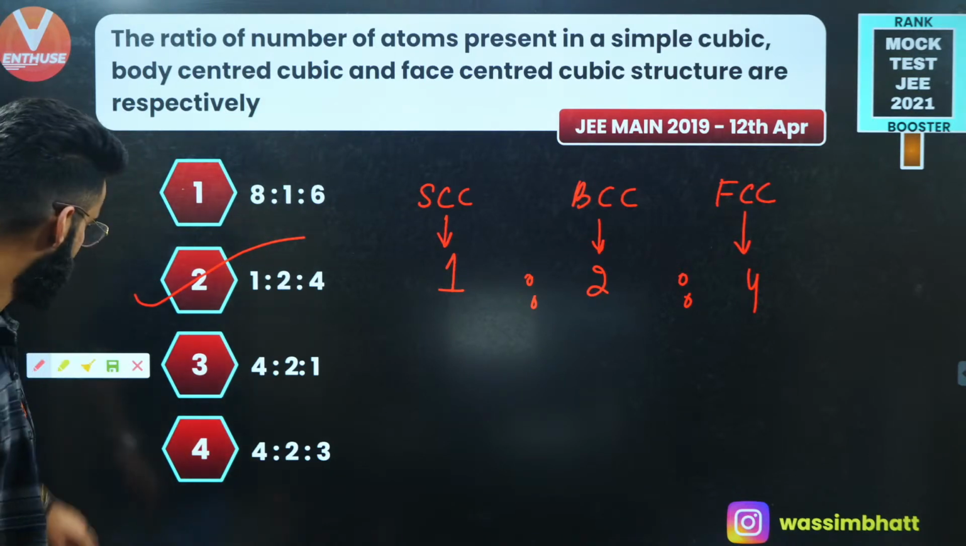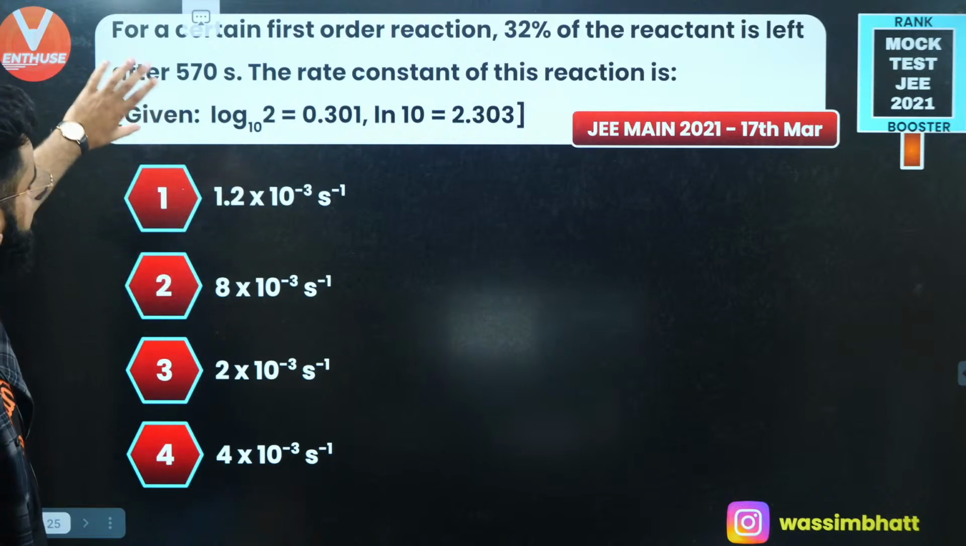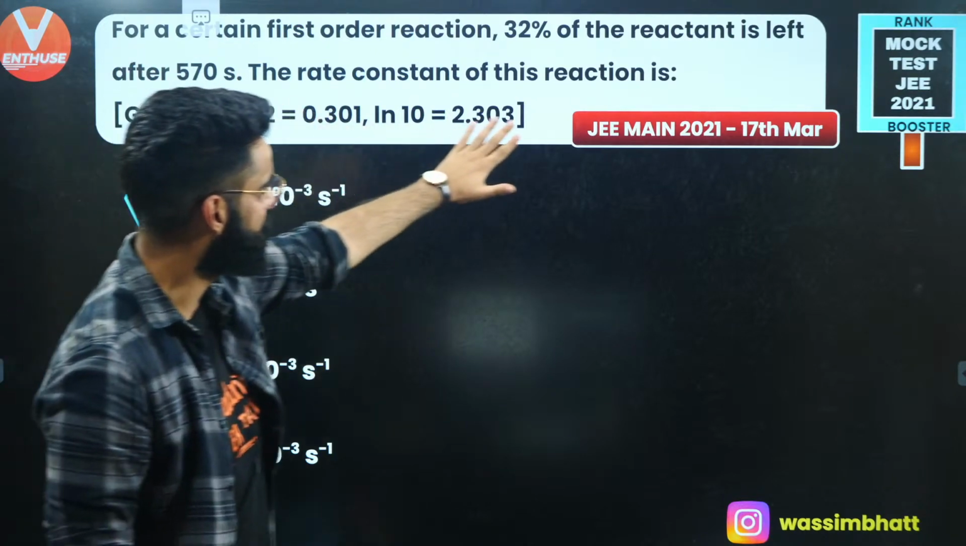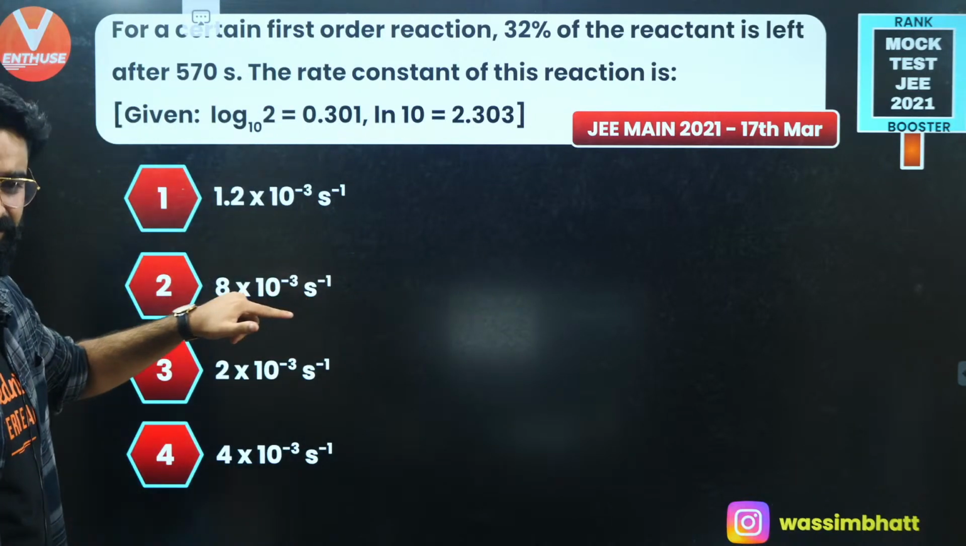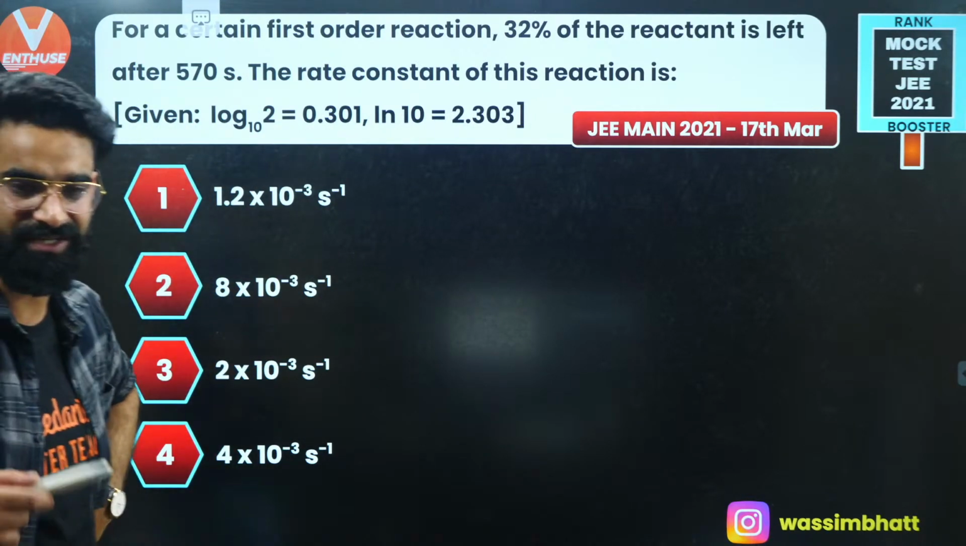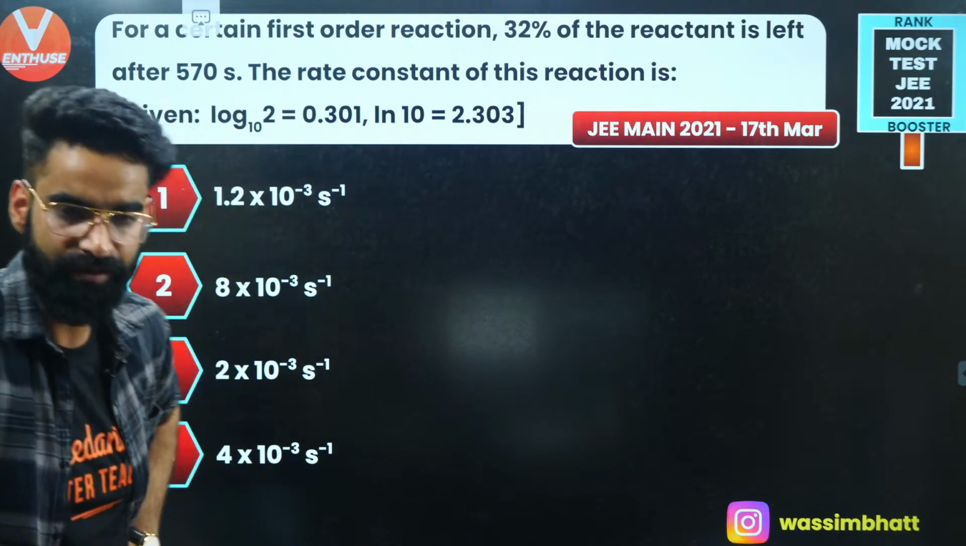Perfecto. Wonderful. Moving on to one more. The question is from the kinetics part. JEE Mains 2021, 17th of March. That means this year's question, March attempt. Give it a try. A very, very simple question this is.